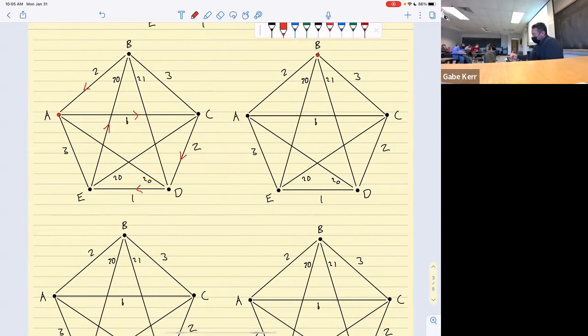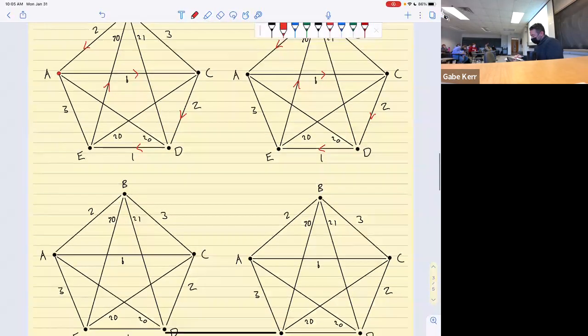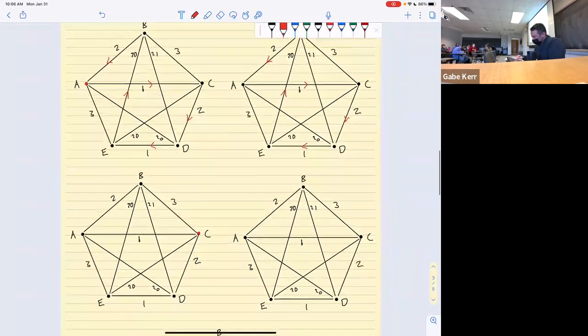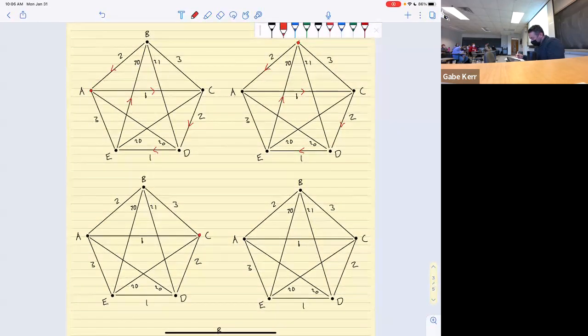Let's start at B. So here, 2 is the smallest possible weight coming out of B. So I'll have 2. 1 is the smallest here. 2 is again the smallest here. 1 is going to be the smallest here. And this is the only possible one left. Say something if I make a mistake. I'm going to just keep going. Good. People that approve, put a thumbs up, make me feel like I'm doing all right.